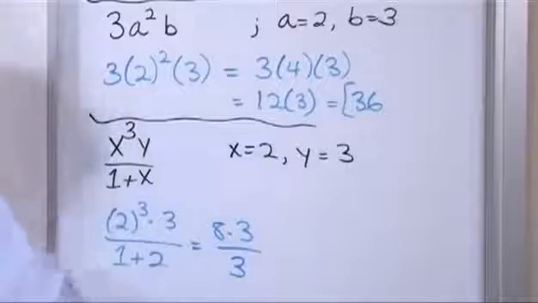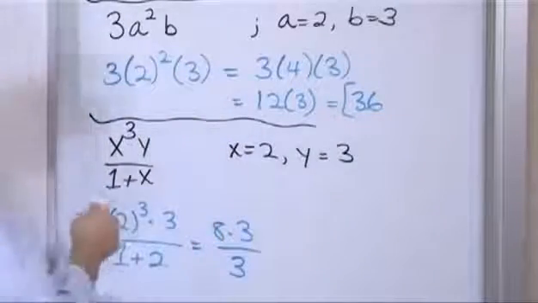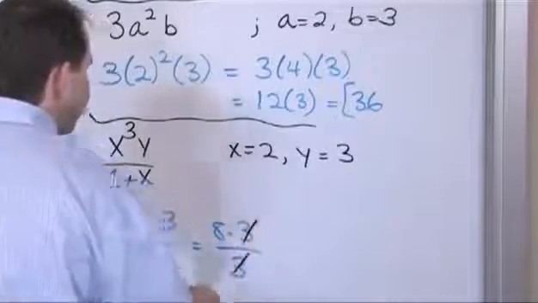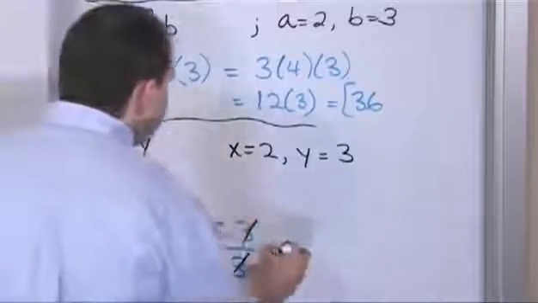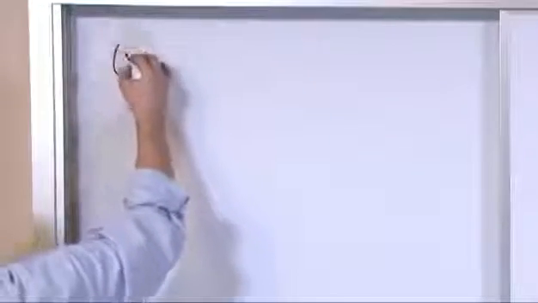Now, if you really are sharp here, you could do 8 times 3 is 24. 24 divided by 3 is going to give you 8. But you can also just cancel the 3's here because they're sitting right in front of you, and so the answer is going to be 8. That's the final answer. Now, for our last problem of this type, let's do something kind of large.